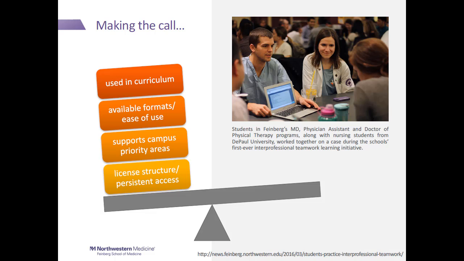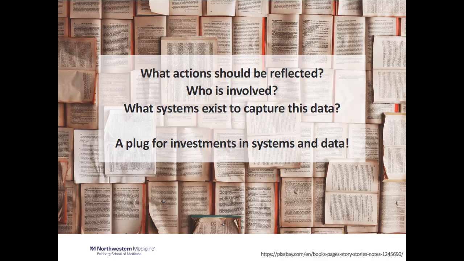So how do we make our call? We think about a lot of things, certainly everything that I talked about before. Is it used in the curriculum? Is it easy to use? Are there different kinds of formats for different kinds of people who want to use it? Are the resources supporting our areas of priority on campus? And then, I'm sure everyone's thrilled to see this, our licensing structure and persistent access. So when we pay for something, do we get to keep it? Do we get to continue to use it? What are the updates like? Those kinds of things really help us to make the case to a number of decision makers on campus and advocate for resources in the library to continue to make these great resources available.